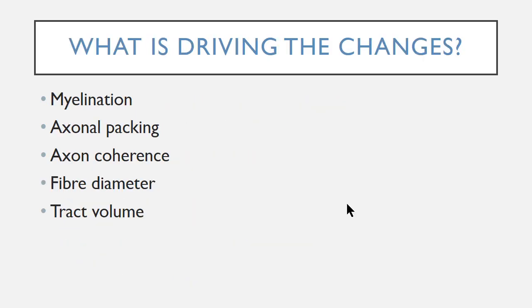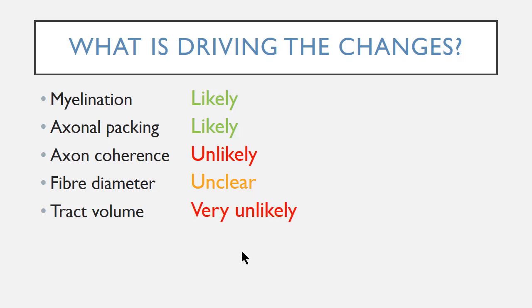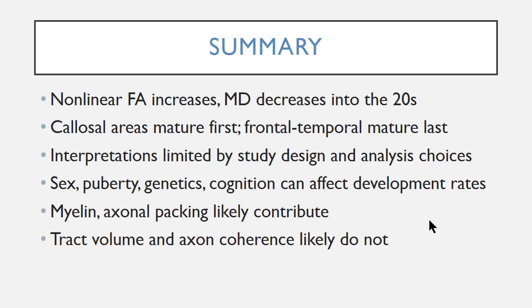So what's driving the changes? Well, I think there's good evidence to show that it's likely somewhat influenced by myelin, that it's somewhat influenced by axonal packing, and it's probably not driven largely by axon coherence. It's kind of unclear what the role of fiber diameter is here, and I'd say it's very unlikely that it's tract volume changes that are driving the diffusion changes we see.